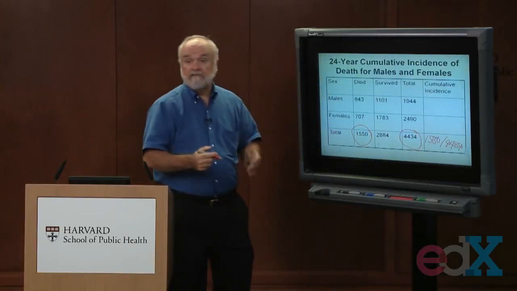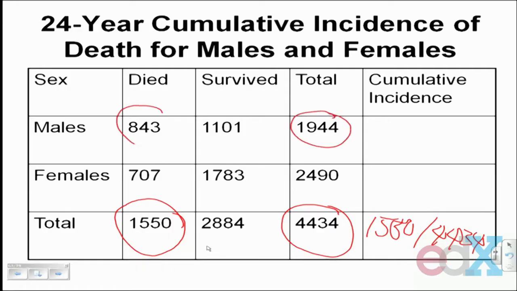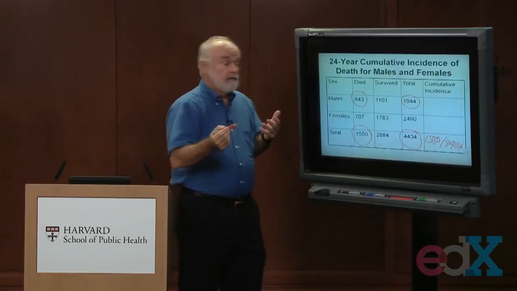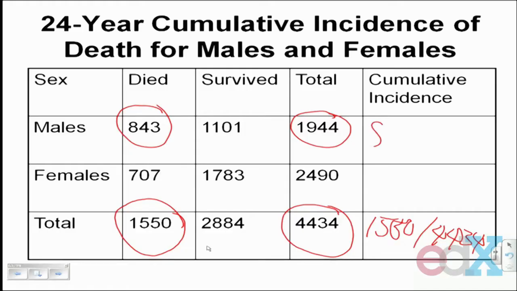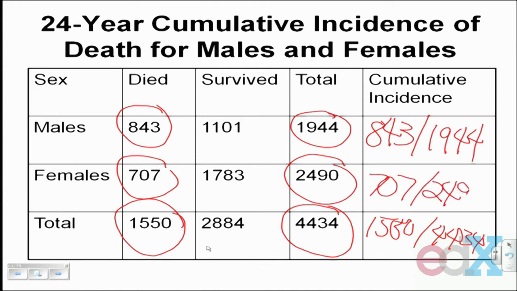Same calculation was asked to do among the men. There were 1,944 men, of which 843 of them died. Their estimated risk would be 843 divided by the 1,944. And then finally, the same calculation to calculate the estimated risk, the cumulative incidence of death among the women. 2,490 women, 707 of them died. Estimated risk is 707 divided by 2,490.